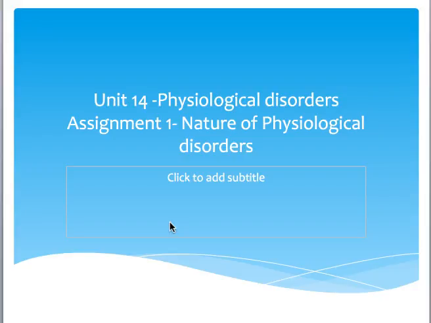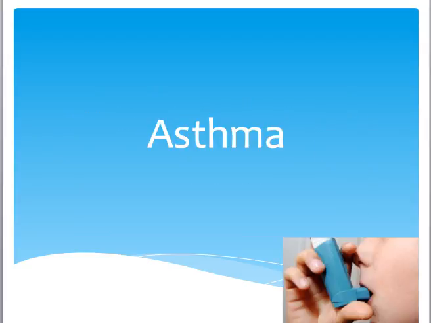Okay, so I'm going to give you a walkthrough guide of Unit 14, Assignment 1, Physiological Disorders. This assignment requires you to talk about two physiological disorders. I'm actually only going to give you an example of one. However, you will need to apply the principles and concepts from this one example to both of the disorders that you cover. And in this case, I'm covering asthma today.